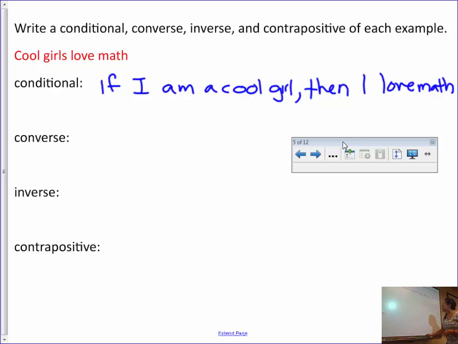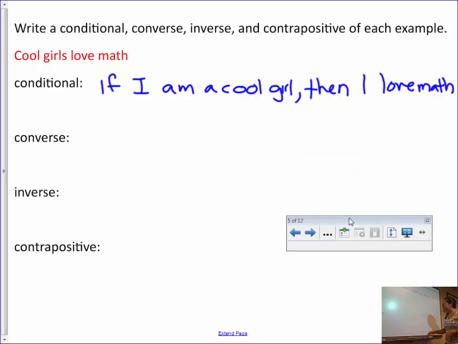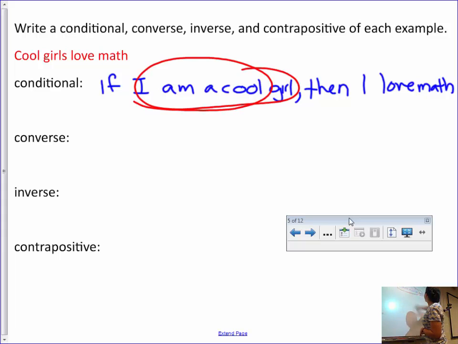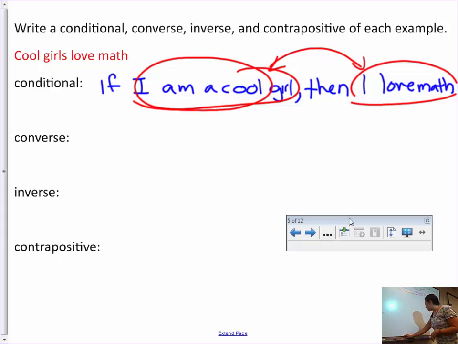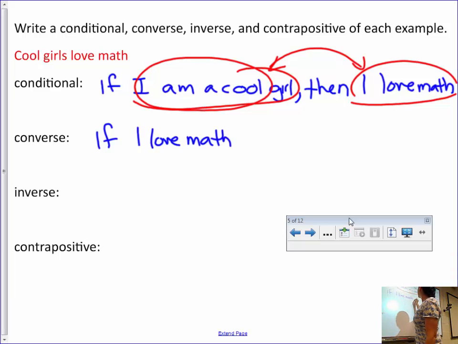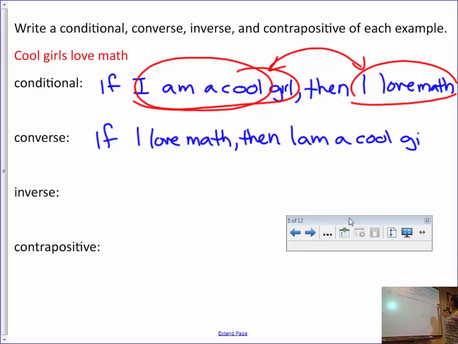My converse for that is literally going to take I am a cool girl and switch it with I love math. So these guys are going to trade places. So if I love math, then I am a cool girl. And again, you don't have to use the word I in front of it. You can say if someone is, if a person is, so on and so forth.